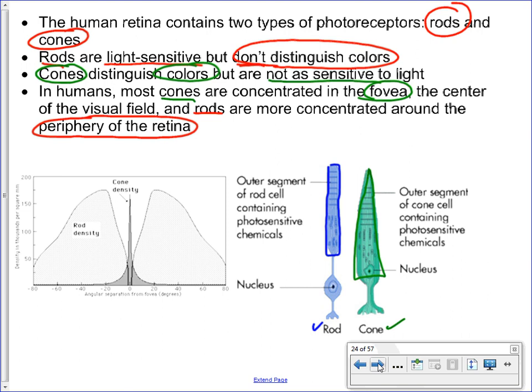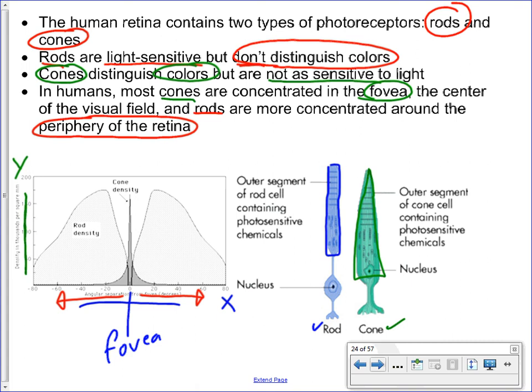The graph shown here at the lower left-hand side has along the x-axis the distance away from the fovea. So this is the fovea right in the center here, and as we go further away from the fovea in either direction, that would be the periphery of the retina. What it's plotting along the y-axis is the density of the photoreceptors.